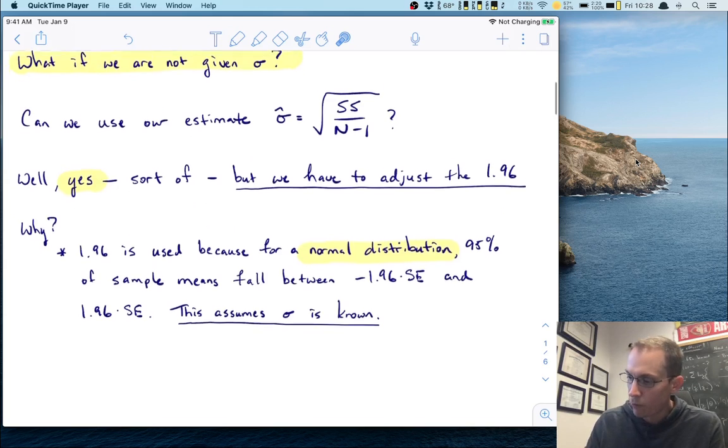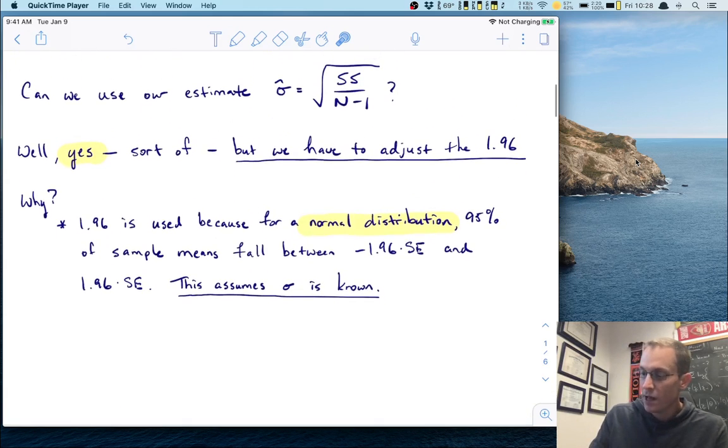First of all, let's remember why we use 1.96. 1.96 comes about because for a normal distribution, it's easy to see that 95% of the sample means fall between negative 1.96 times the standard error and 1.96 times the standard error. Okay, so that number 1.96 was special because as z-scores, that held exactly 95% of the sample means.